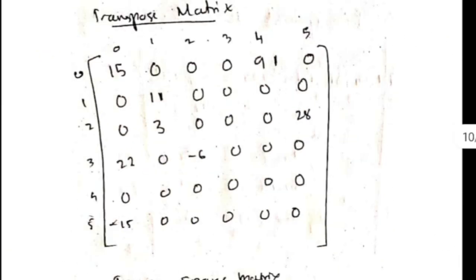Next what we have to do is find the transpose of it. Okay, transpose means, see here, this is the matrix here. If you want to find the transpose of a matrix, what you will do, first you will take all these elements in the first column, and that will be stored as a row. Okay, means in the first row you will have all these elements, 15, 0, 0, 0, 91, 0.